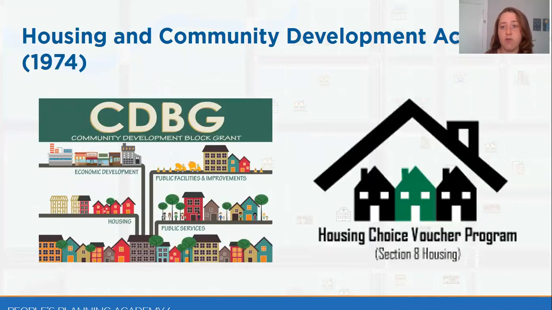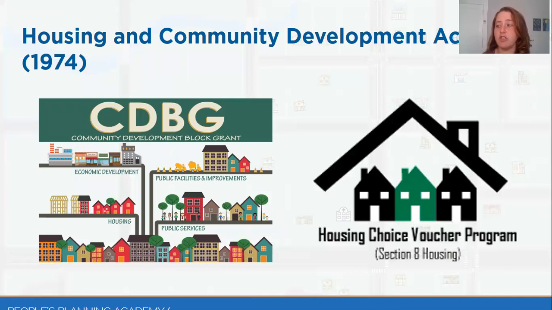And in 1974, the Housing and Community Development Act was passed. This created the Community Development Block Grant Program, also known as CDBG. This program provides annual grants to states, cities, and counties to help them provide housing and expand economic opportunities for low and moderate income people.